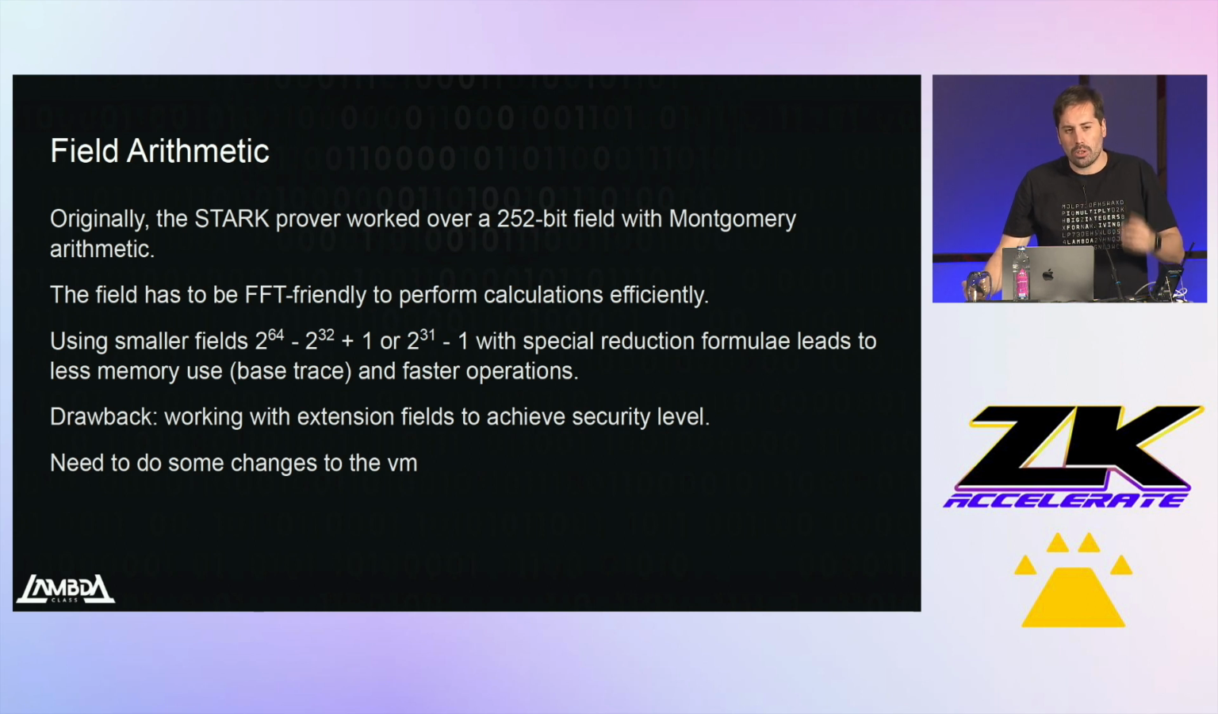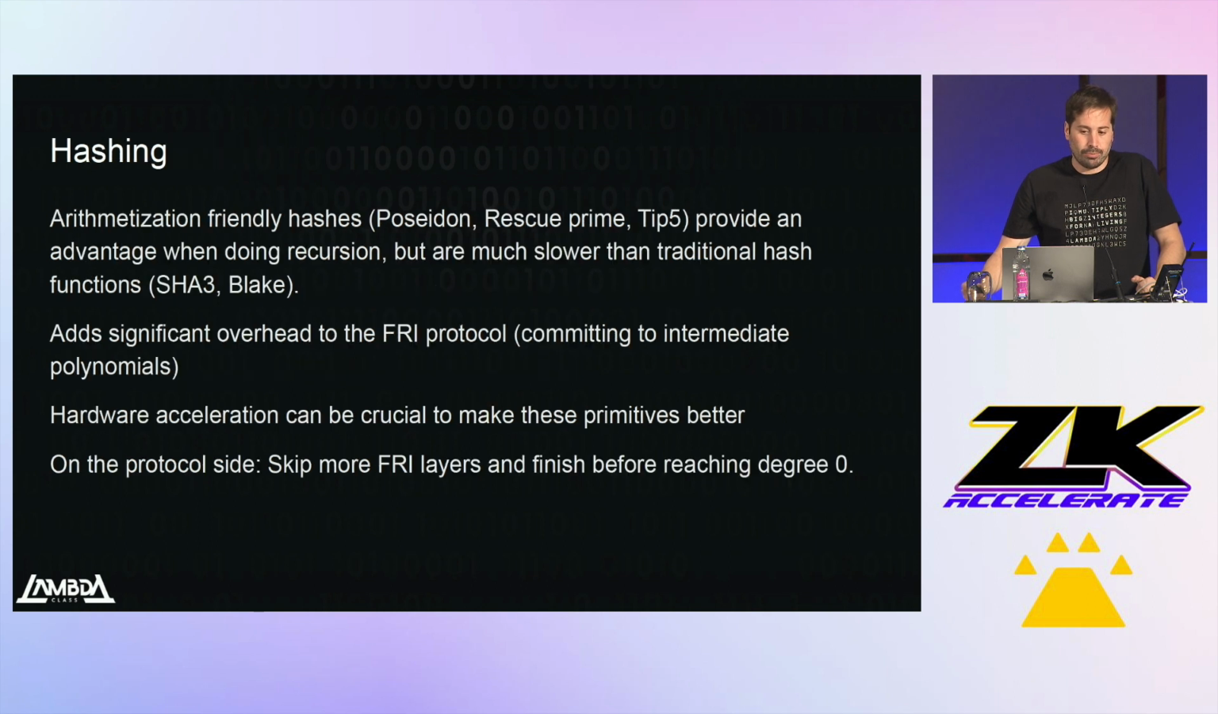Here, if we use Mini Goldilocks, we can use 64-bit registers. Of course, one drawback of using smaller fields is that then to get to the desired security, we have to extend it, and so we have to work with extension fields, which adds a little bit more complexity, but nothing else, okay? And to use these smaller fields, of course, we have to make some small changes to the VM.